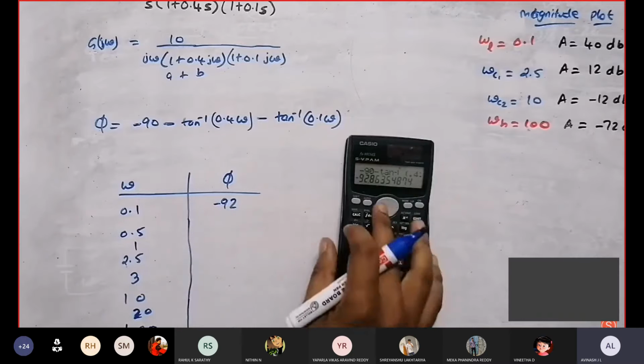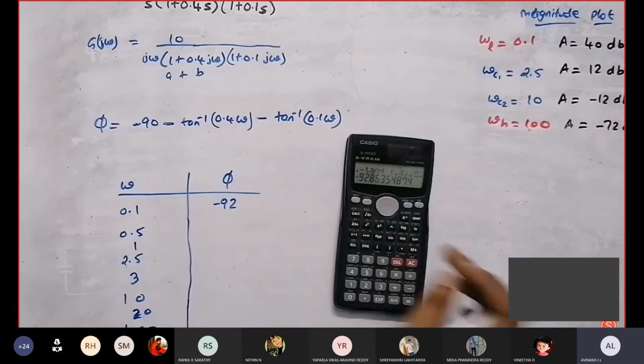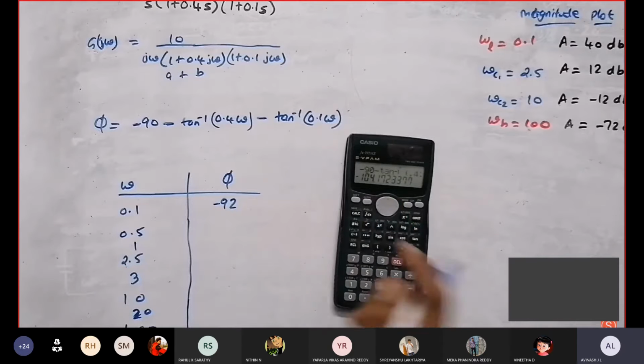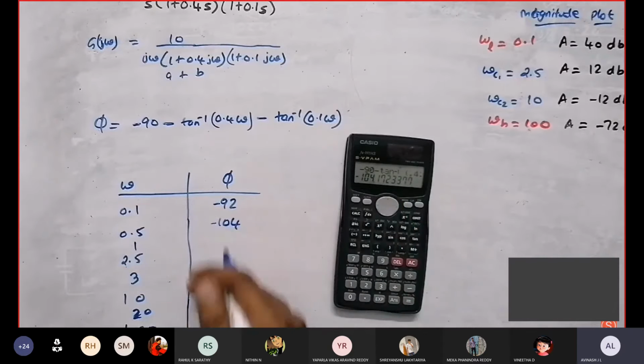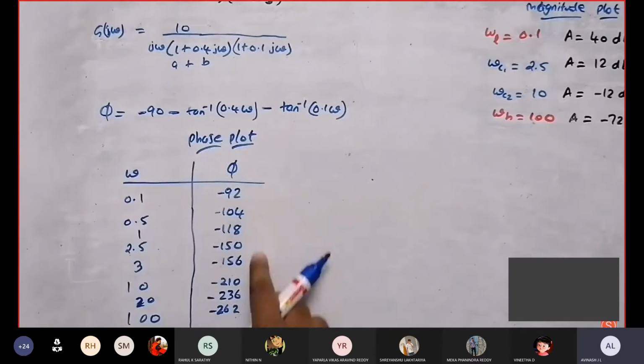Then for 0.5, substitute 0.5 instead of omega. So when we substitute 0.5 here, we will get the answer minus 104. Now like that, do the remaining angles. Find the angles for the remaining omegas. After substituting the values for omega in this equation, we will get the angles like this.